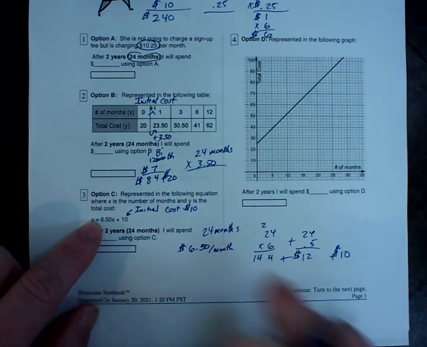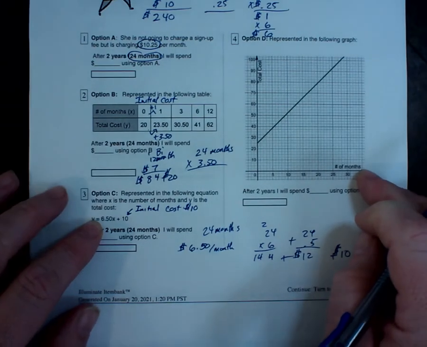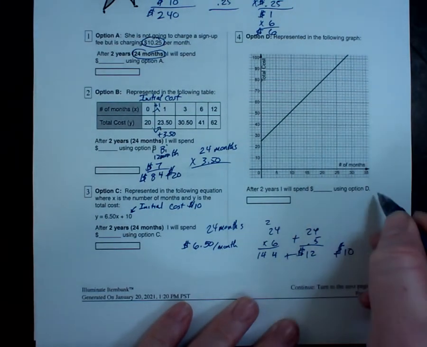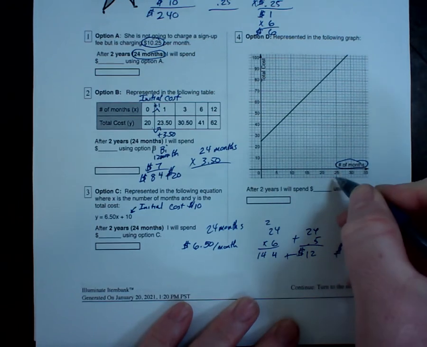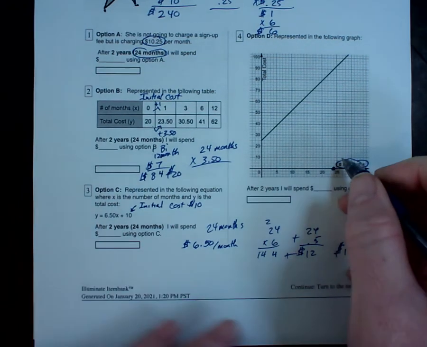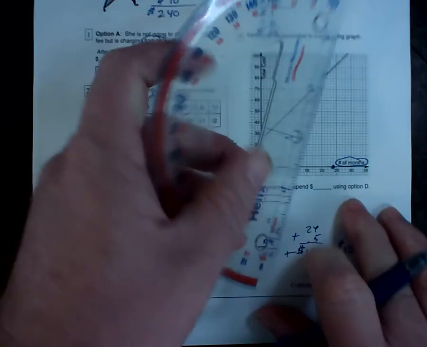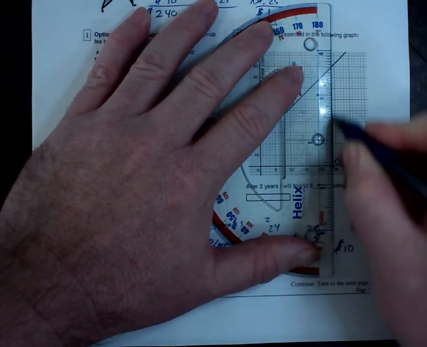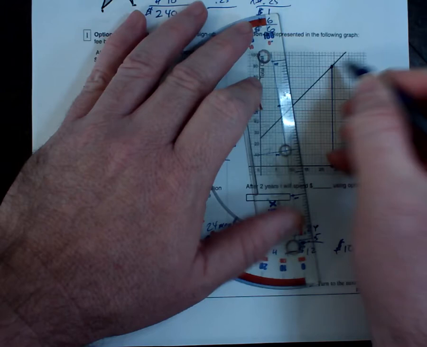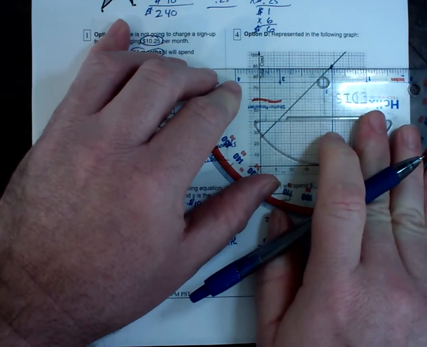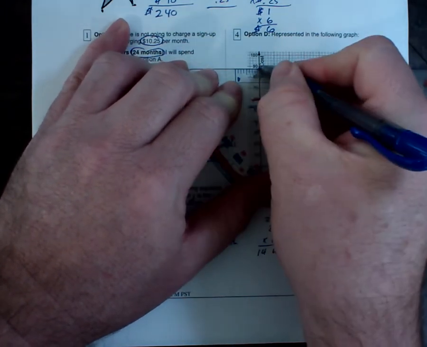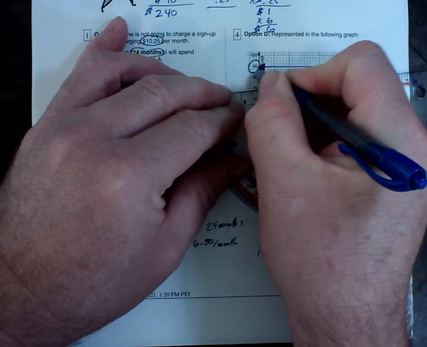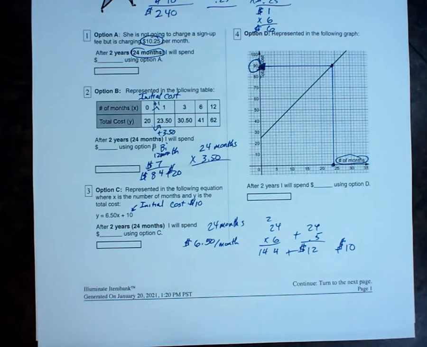And then we have the simple case where we're just looking at option D, which is just a graph. So when they say 24 months, this is the number of months. So you're going to go to 24, and then you go straight up until you hit the line. Looks like you hit the line here. How much is that? Let's go over on the chart.